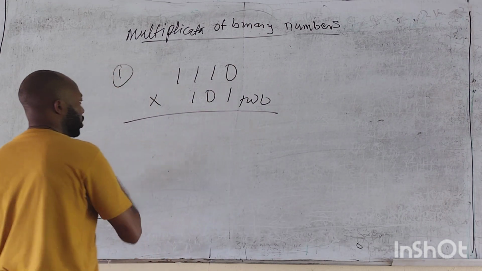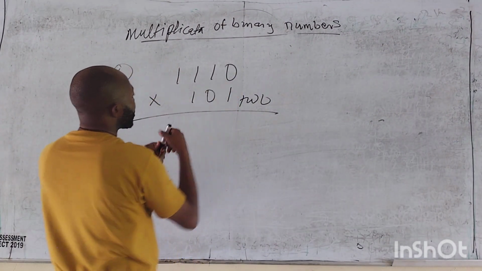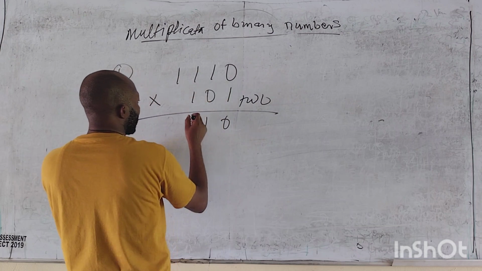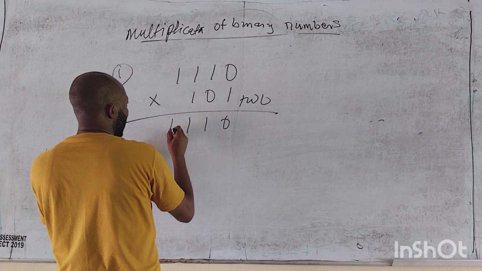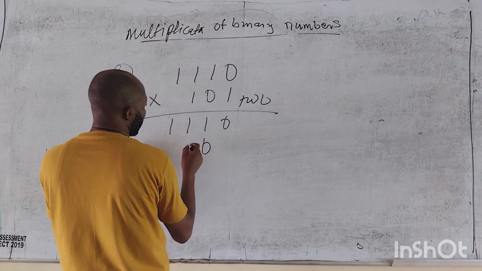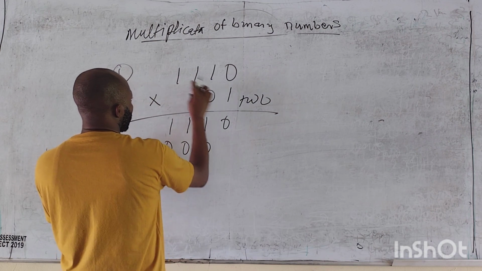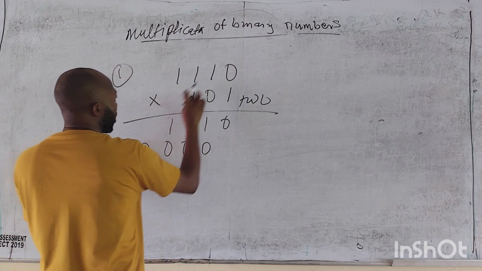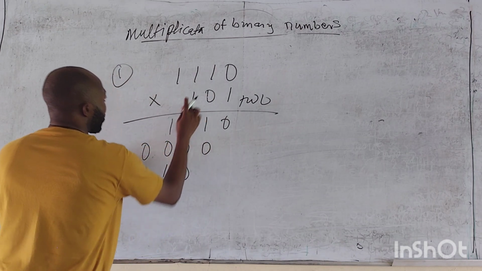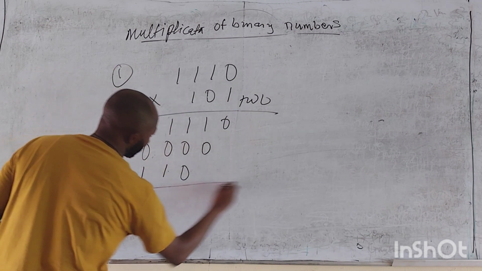This one, you don't just draw your lines, you do your multiplication first. Now let's start. 1 times 0, 0. 1 times 1, 1. 1 times 1, 1. 0 times 0, 0. 0 times 1, 0. 0 times 1, 0. 1 times 0, 0. 1 times 1, 1. 1 times 1, 1. You draw a line.